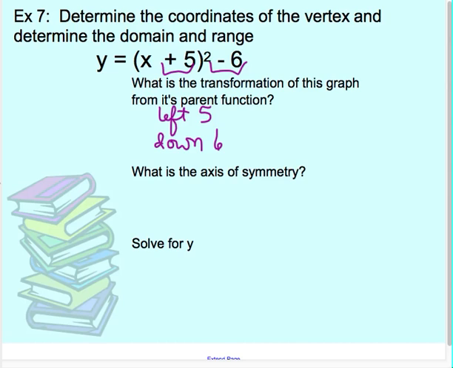So our axis of symmetry in this case is x equals -5. We don't have to solve for y. We're given the vertex in vertex form. So we have -5, -6 is our vertex.